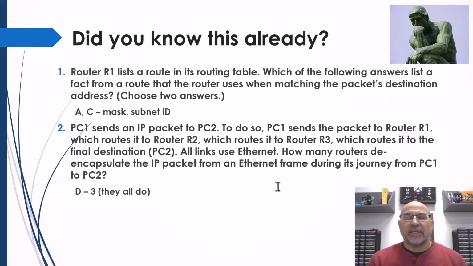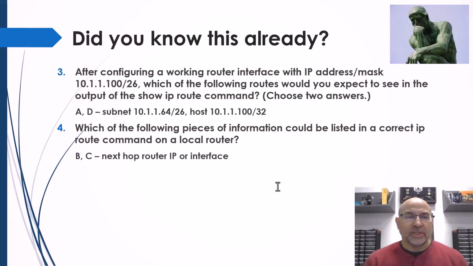PC1 sends an IP packet to PC2. To do so, PC1 sends the packet to router 1, which sends it to router 2, which sends it to router 3, which routes it to the final destination. All links use Ethernet. How many routers de-encapsulate the packet from an Ethernet frame during its journey from PC1 to PC2? The answer was 3, D. They all do it. So remember that every time you cross a router, you're going to be destroying that Ethernet frame.